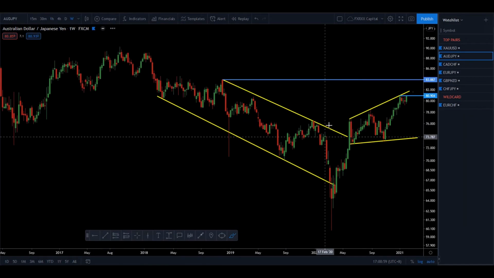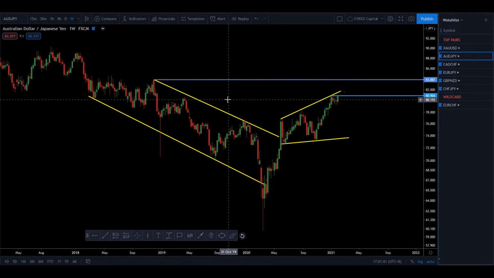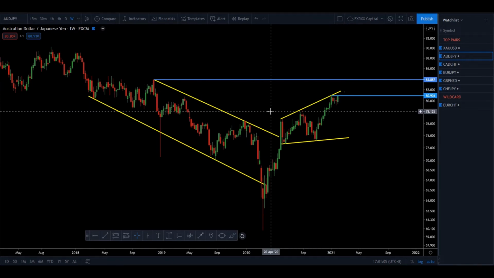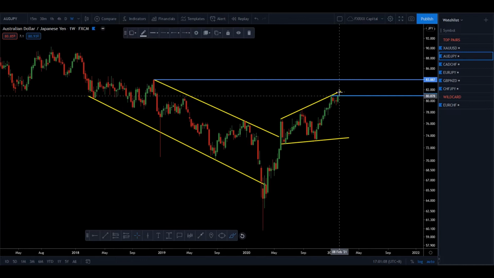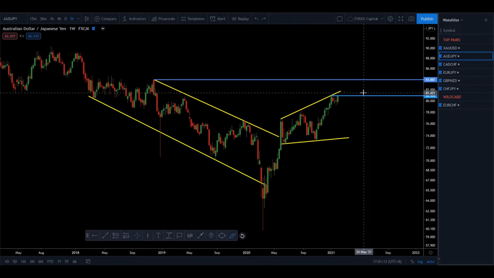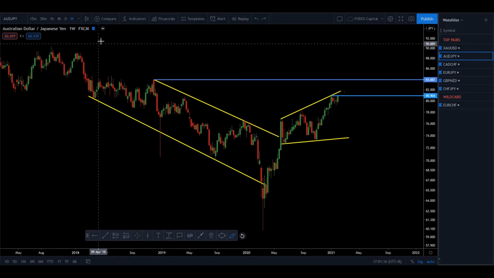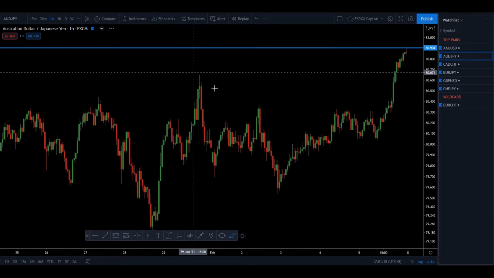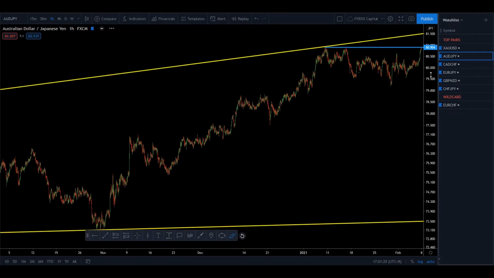AUD JPY in the 4-hour time frame, we can see price is now at a descending channel, creating a big expanding triangle from here. Understand price is going to move to this, 90% rules. So before you learn how to run, you must understand how to walk first. So we zoom in to the 1-hour time frame.